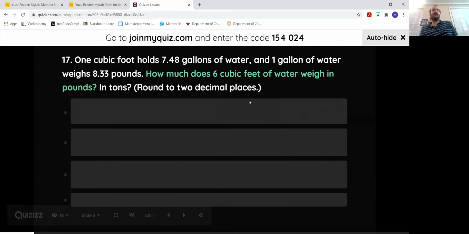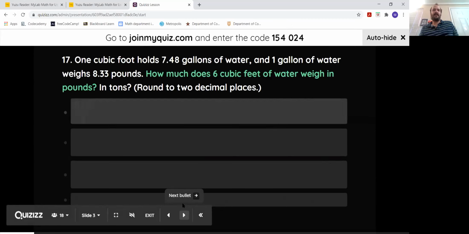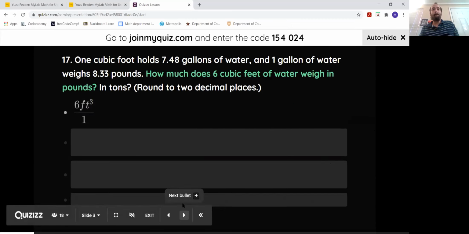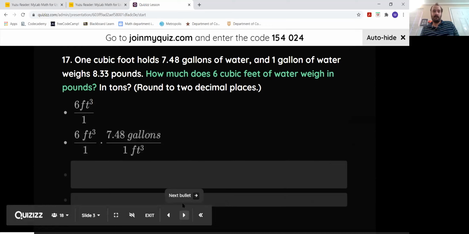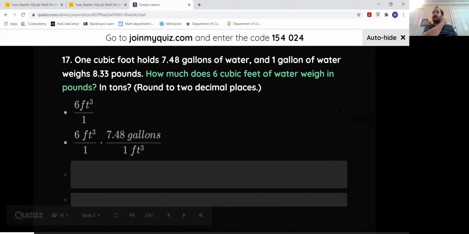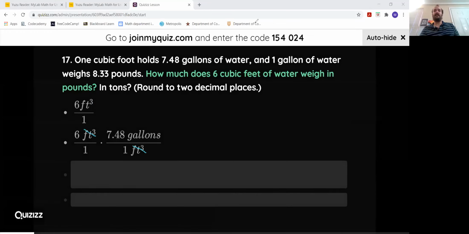Like I was saying, I start out with 6 cubic feet. To get rid of the cubic feet, the thing that has cubic feet in it is this one: 1 cubic foot holds 7.48 gallons. So 1 cubic foot to 7.48 gallons is my conversion factor. And this is going to get rid of my cubic feet, so these simplify. And now I am left with something that is in gallons.